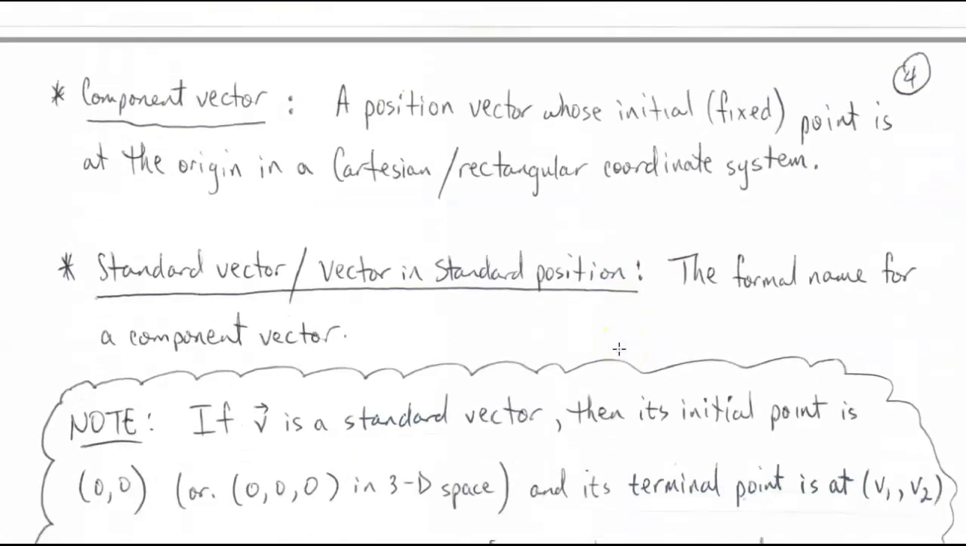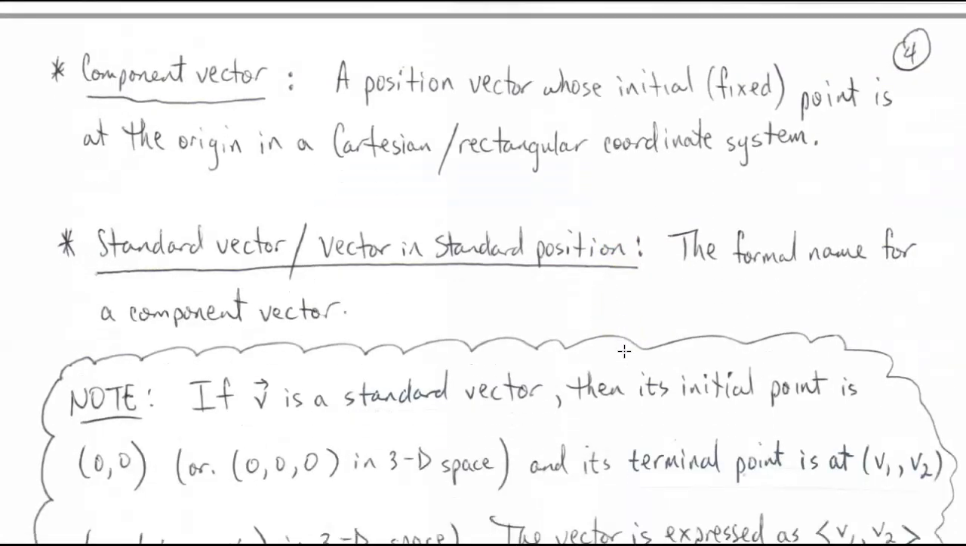All right. So a component vector is a special kind of position vector whose initial fixed point is at the origin in a Cartesian or rectangular coordinate system. So the only difference between a regular position vector and a component vector is that the initial point for a component vector is always going to be the origin. And if you're in 2D space, that would be the point 0, 0. If you're in 3D space, that would be the point 0, 0, 0.